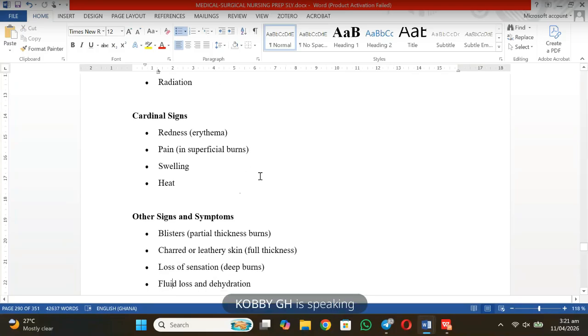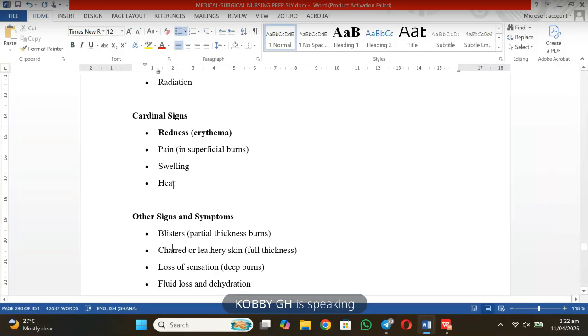Now, let's look at the cardinal signs of burns. Burns are characterized by erythema. If you've been paying attention, you realize that this sign, redness or erythema, is common to all the integumentary system conditions. Apart from that, pain runs through, swelling runs through, and warmth or heat around the site also runs through.